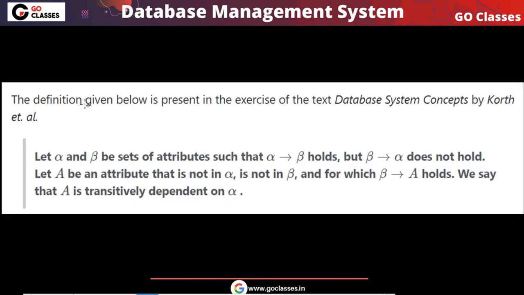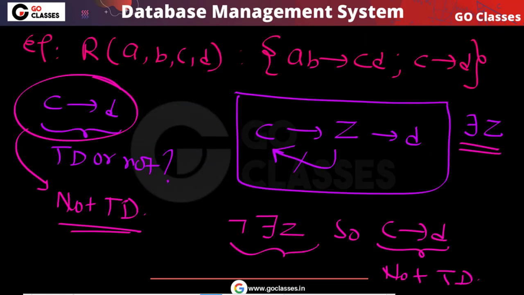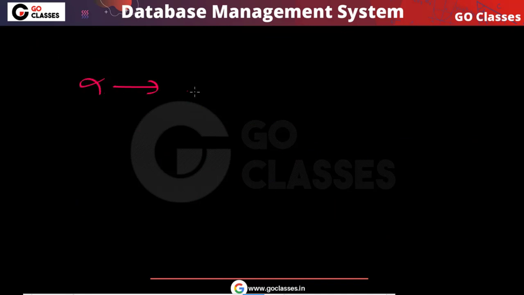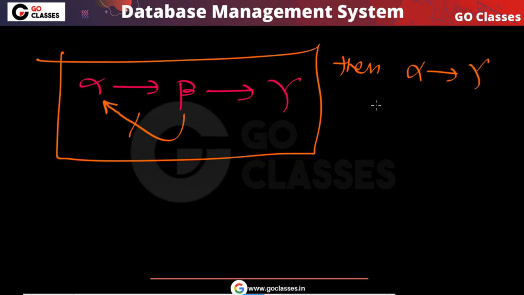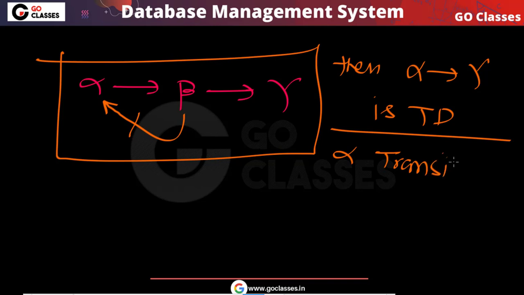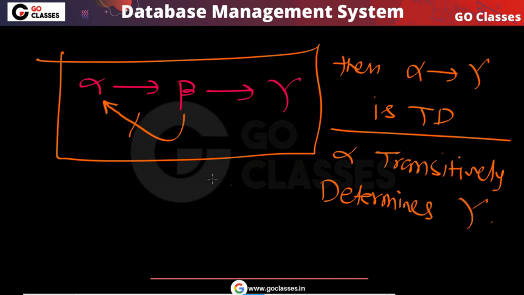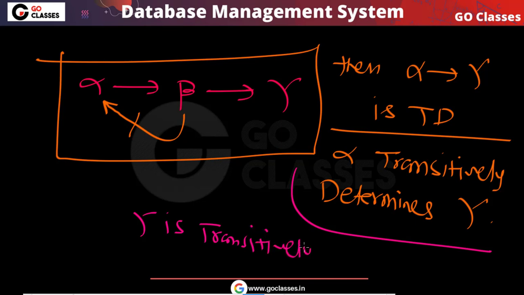Remember the final point. If this situation happens, that is, alpha determines beta, beta determines gamma, and beta does not determine alpha, this is the diagram for transitive dependency. Then we will say that alpha determines gamma is a transitive dependency, or alpha transitively determines gamma, or gamma is transitively dependent on alpha. So this is the definition of transitive dependency. I hope this concept is clear to everyone.